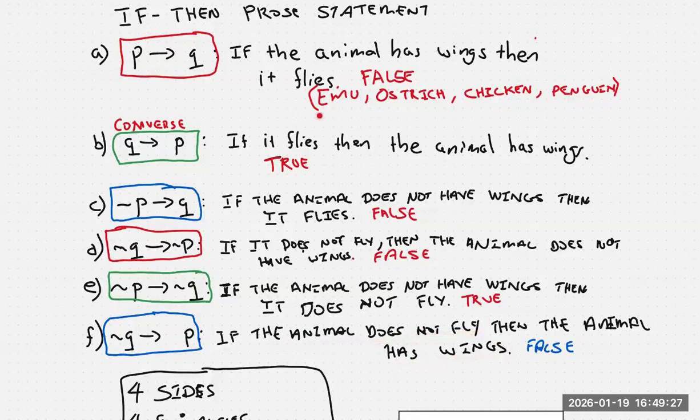Emu has wings, does not fly. Or emu doesn't fly, it has wings. That's true. And the chicken as well, and the penguin, right? Those animals don't fly, but they have wings. That makes the statement seem true, but there are a whole lot more that make it false. Any animal you can think of, lion, bear, dog, cat, all those animals don't fly, but they don't have wings either. So F is false, C is false, and they are contrapositives. So I put them in same colors, so you can pick up contrapositives here, and contrapositives here.